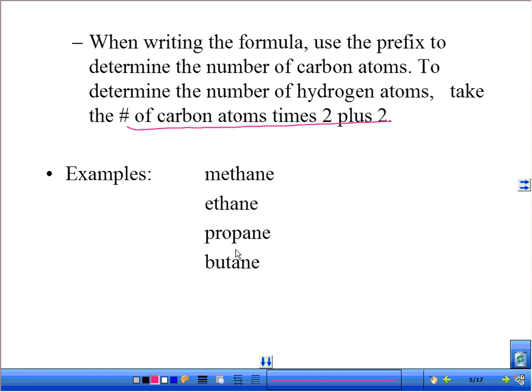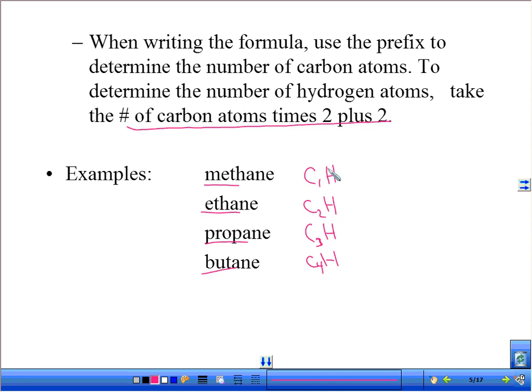So methane, ethane, propane, and butane. I just did the first 4. They all contain C and H. The prefix tells us how many carbons. So this one has 1, this one has 2, this one has 3, and this one has 4. Simple as that. I just went in order.